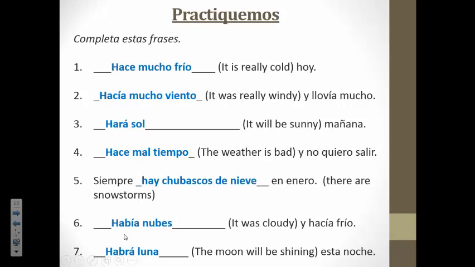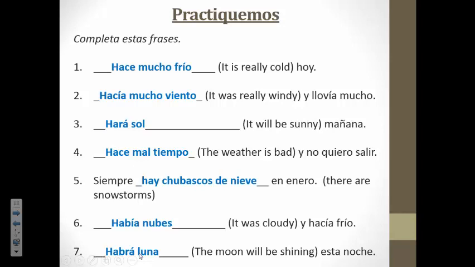6. It was cloudy and really cold. Había nubes. And 7. The moon will be shining tonight. Kind of like saying the moon will be out tonight. Habrá luna esta noche. Okay, jot down any questions that you may have had after working through those practice problems.